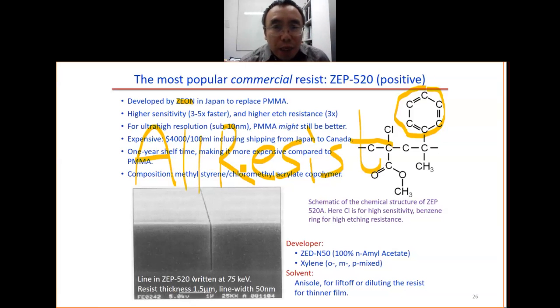This is a German company, but they sell the resist. They don't call it ZP520. They call it another name, but the property is really similar and the composition is also similar. So the developer for the ZP is normally amyl acetate. You can also use xylene developer. For the solvent, again, people use anisole, the same as the PMA. This one, as I said, is not toxic.